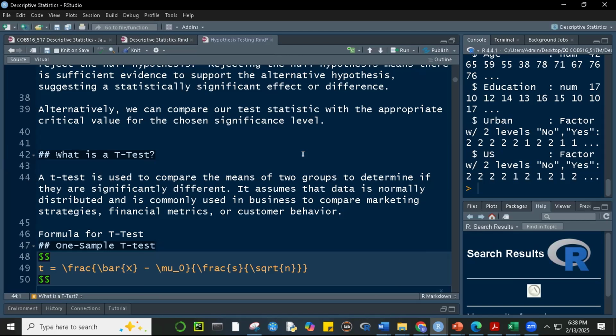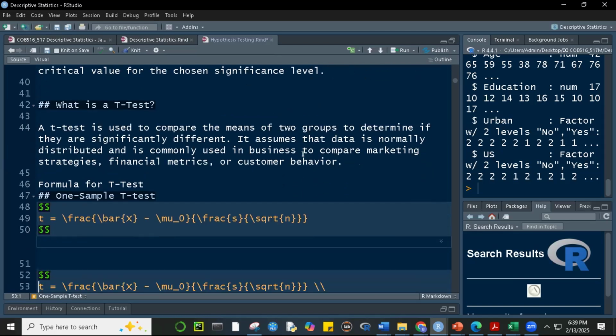Okay, there are certain assumptions as far as t-test is concerned. And primarily, that assumption is that the data distribution is normally distributed. So there are many tests as far as marketing is concerned, finance is concerned, in marketing, customer behavior is concerned. Okay, and let me show you the formula for a t-test.